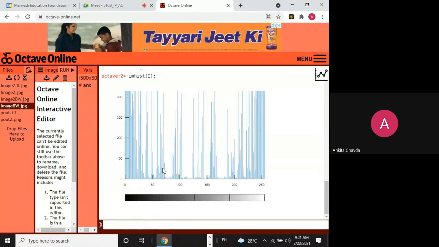Right? So this is the histogram for this image. They are showing you the different levels. Can you see this? More levels have been described, right? But it is 0 to 255 only. Again, it is your 8-bit image.